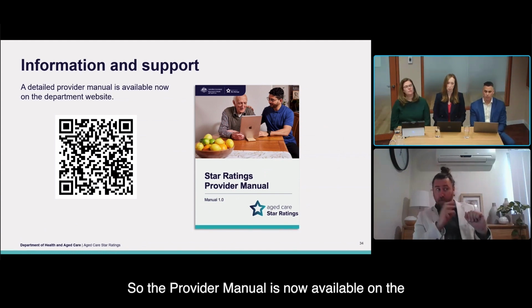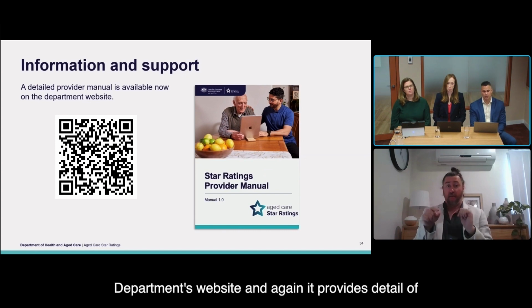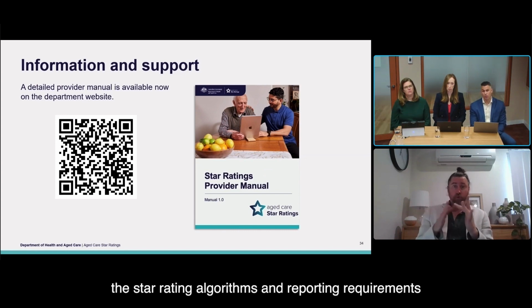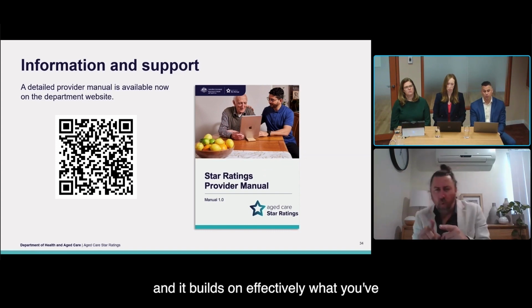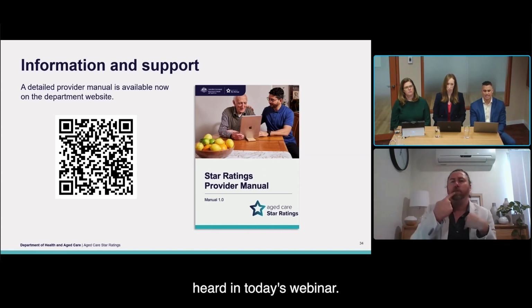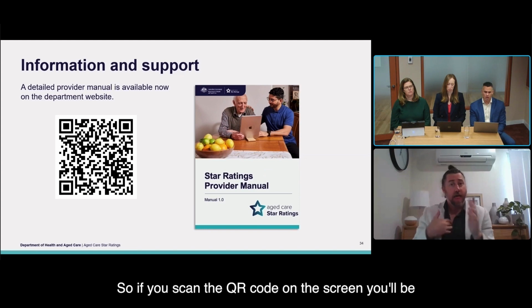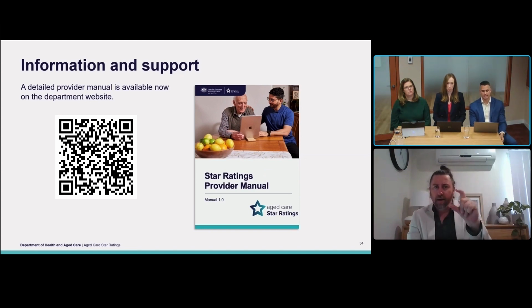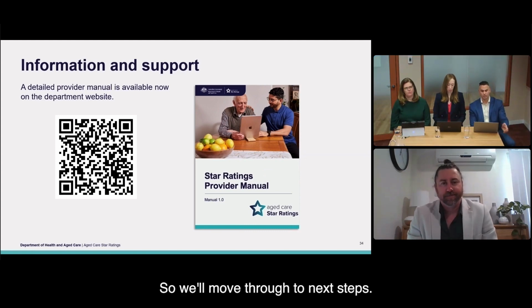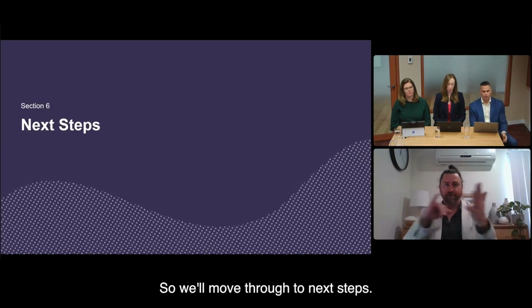So the provider manual, it's now available on the department's website. And again, it provides detail on all the star rating algorithms and reporting requirements, and it builds on effectively what you've heard in today's webinar. So if you scan the QR code on the screen, you will be taken to the link. So we move through to next steps.